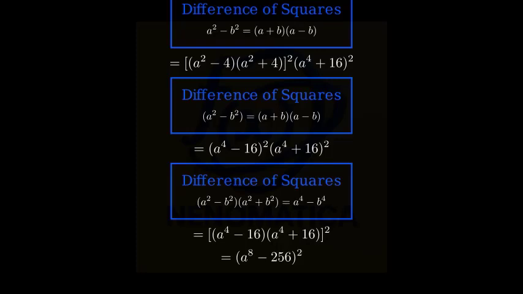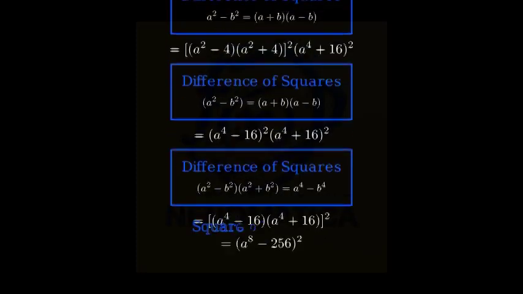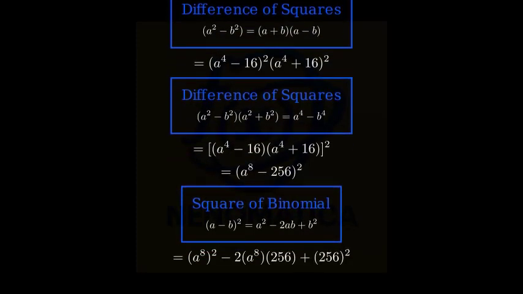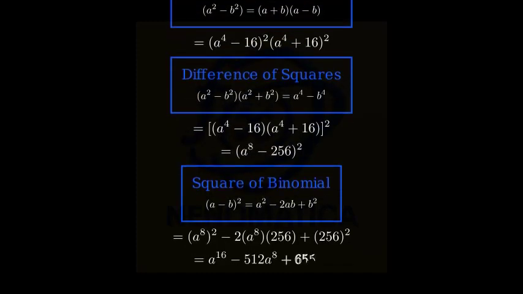Finally, let's expand the square of this expression. Using the formula for the square of a binomial, (a⁸ − 256)² equals (a⁸)² − 2 × a⁸ × 256 + 256². Simplifying, we get a¹⁶ − 512a⁸ + 65536. And there we have it.